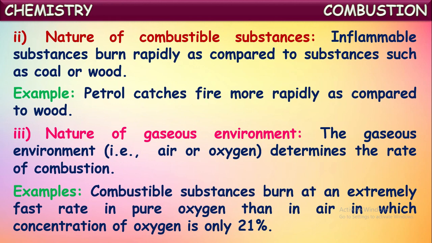Whereas the combustible piece kept in atmospheric air burns comparatively slowly, because the composition of oxygen gas in atmospheric air is only 21%. The remaining gas is nitrogen, as we know, and other gases. So the supporter of combustion is less in that. So the nature of the gaseous environment also affects the rate of combustion.